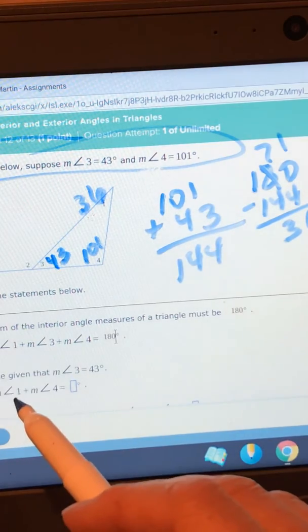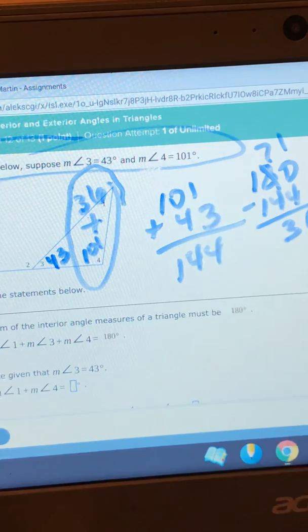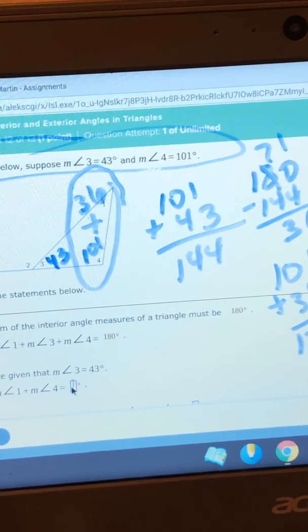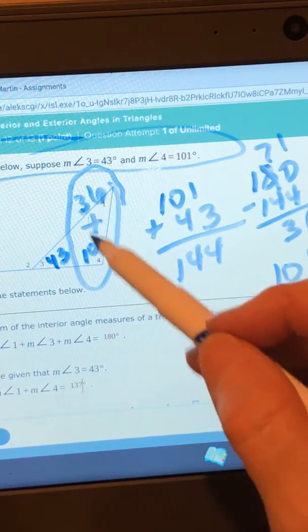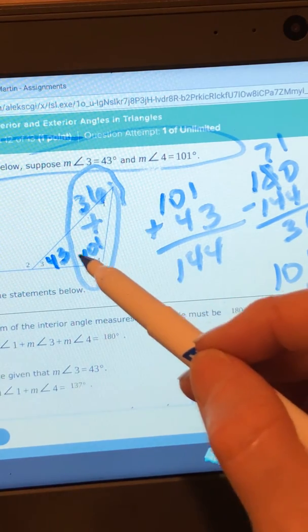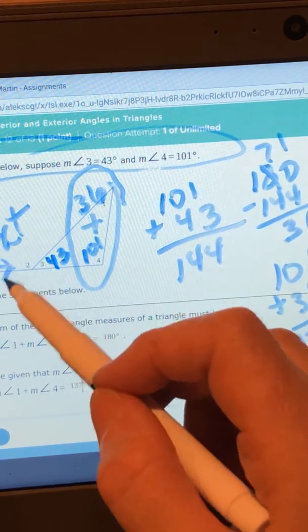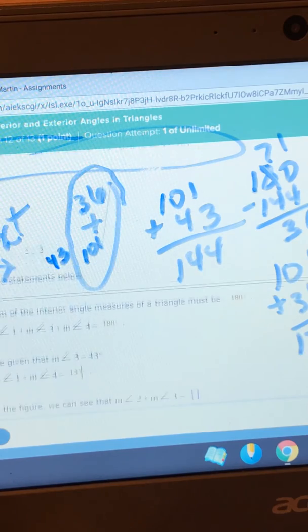Now it's saying the measure of angle 1 plus 4, those two, what's 101 plus 36? 137. So we're going to say that the measure of those two angles is 137. Do you remember what the sum of the two remote interior angles is going to be equal to? The exterior angle. And where is that? It's angle 2. How much do you want to bet they're going to ask us about that?